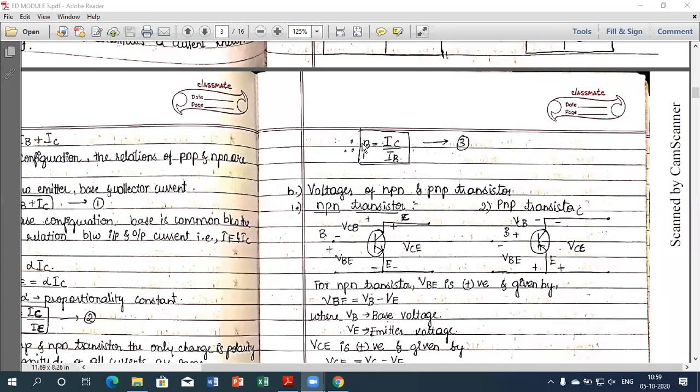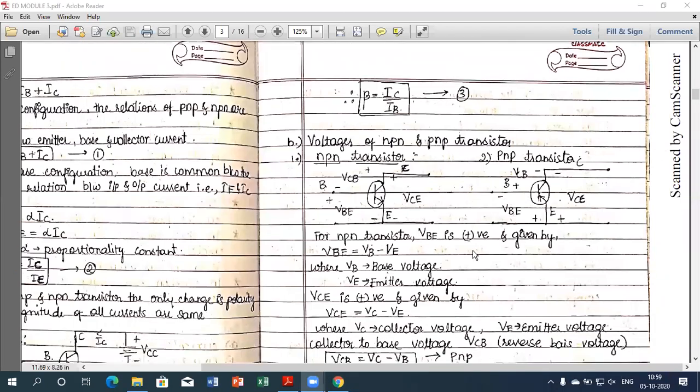Okay, so fine. Now the same thing will be discussed for the voltage of NPN and PNP transistor. Look at the diagram now. In the NPN transistor, the emitter is used as common between the base and collector, right? So now, in terms of voltage, we are going to discuss.